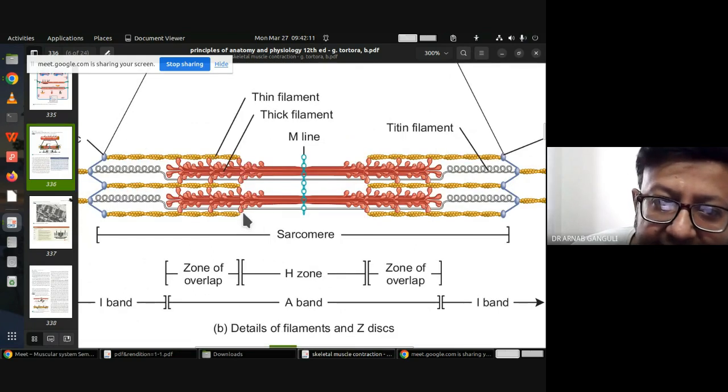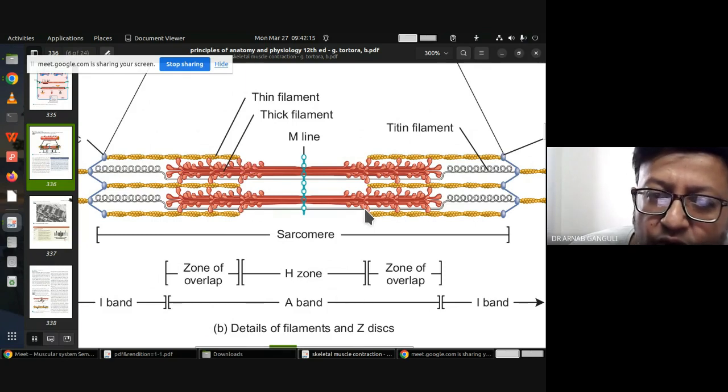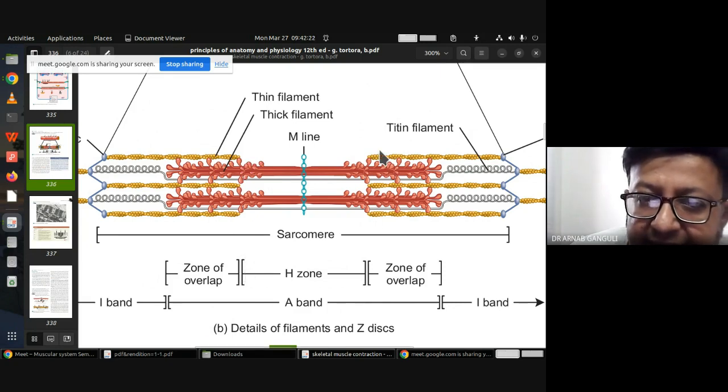So this region, the space between the two thin filaments, is known as the H zone. It's a light H zone. And in this region, which appears dark, this is the zone of overlap. And from this region to the end of this thick filament, that is known as the A band. This is the A band.